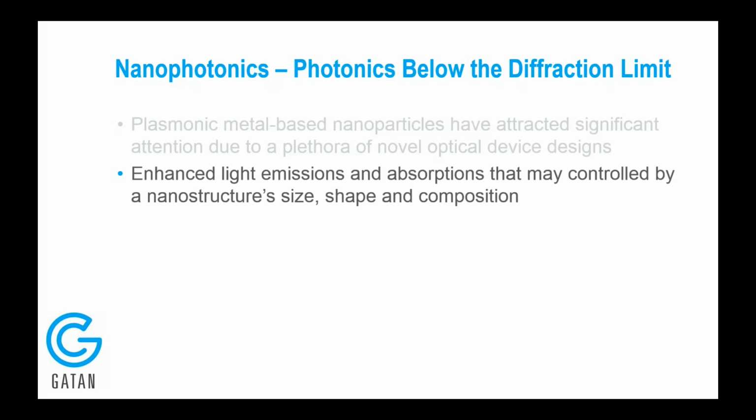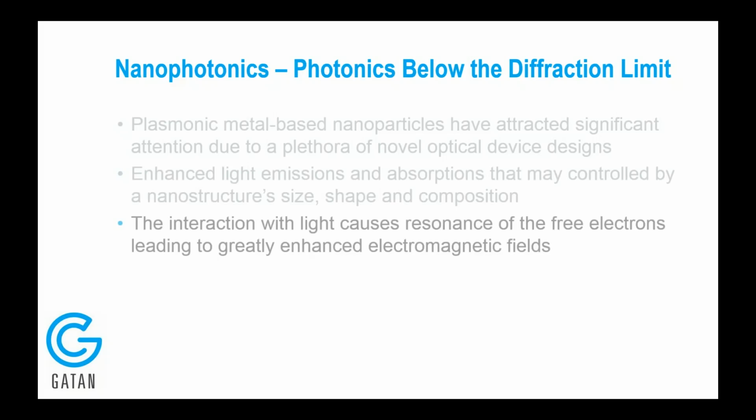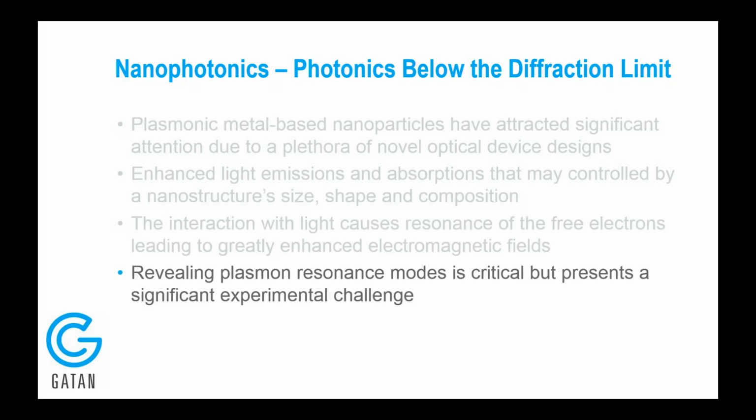And really, you can get really surprising enhancement in light emission and absorption, and you can control that by changing a sample size, shape, and composition. And it's all to do with the way that the light causes resonances of the free electrons within the metal, and it leads to greatly enhanced electromagnetic fields.